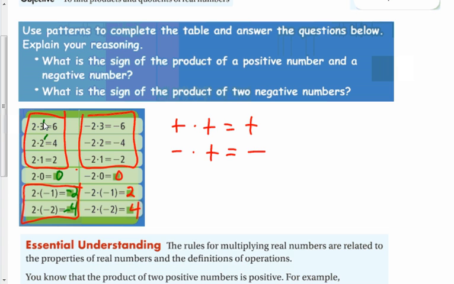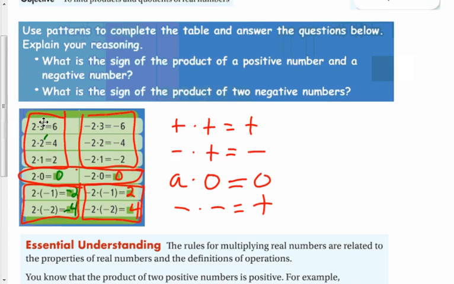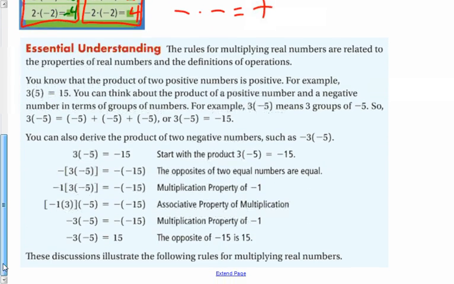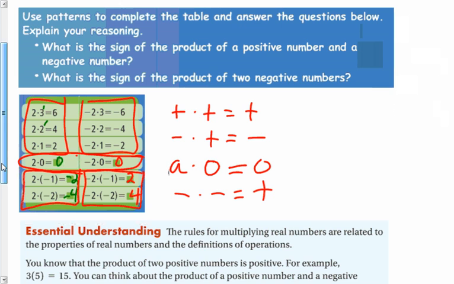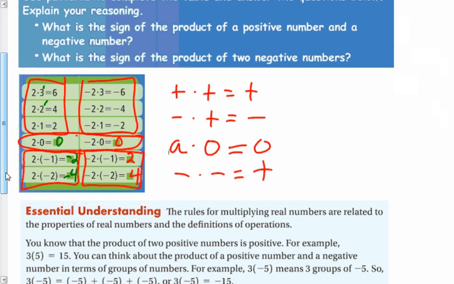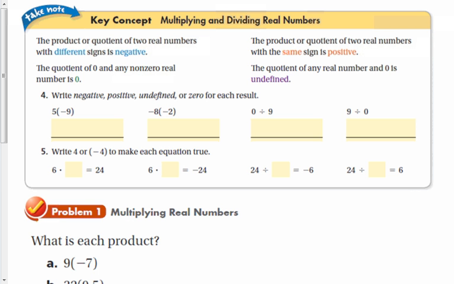When we multiply any number times 0, it doesn't matter whether it's negative or positive, we get 0. And when we multiply 2 negatives, that's the last part here, we get a positive. And we're going to use those ideas to help us find products and quotients. Remember that dividing is the same as multiplying by the reciprocal. So the same rules can apply for quotients as they do for products.